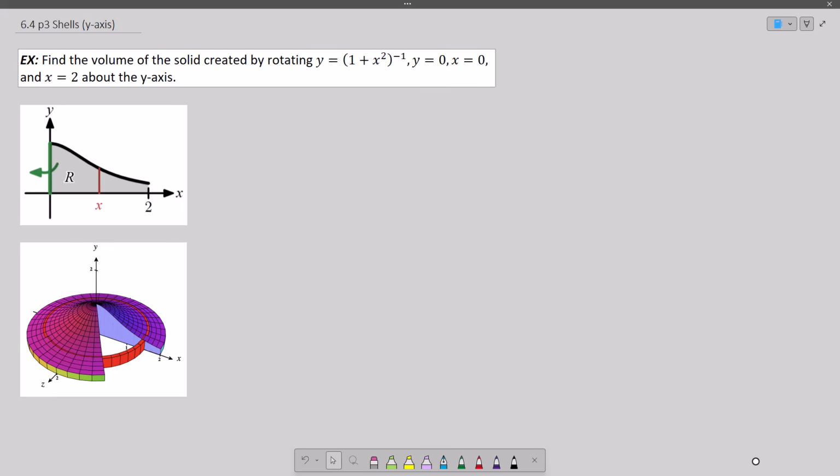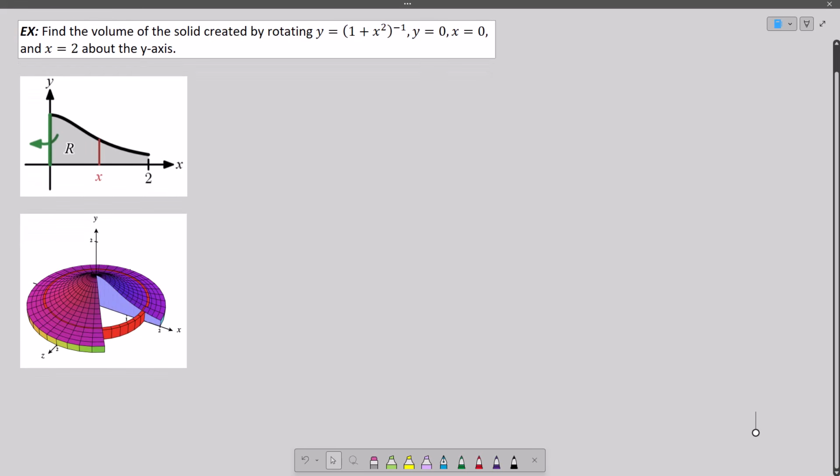So that's the major difference between disks, washers, and shells. Your element, your rectangle, it's got to be parallel to create the cylinder. So this way or this way. All right, so that's the first thing we notice, is that our axis of rotation and our rectangle are parallel. So we are going to use a cylinder.